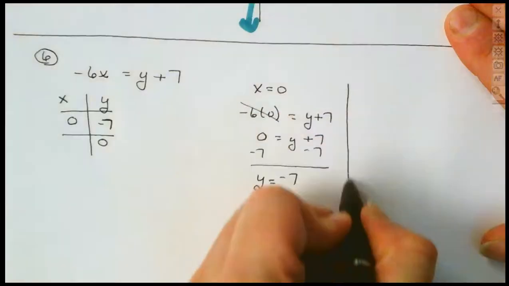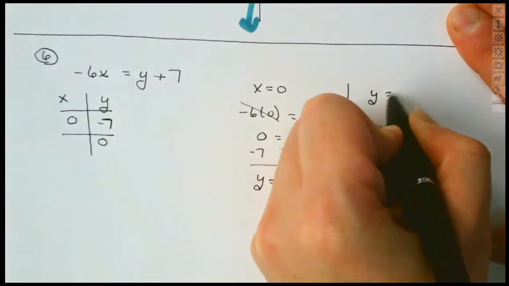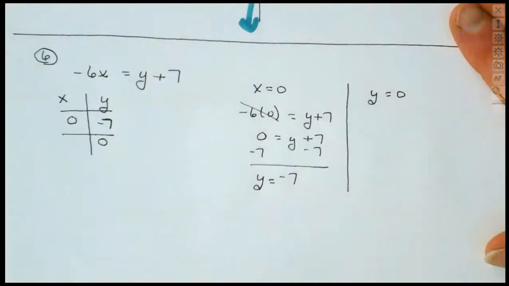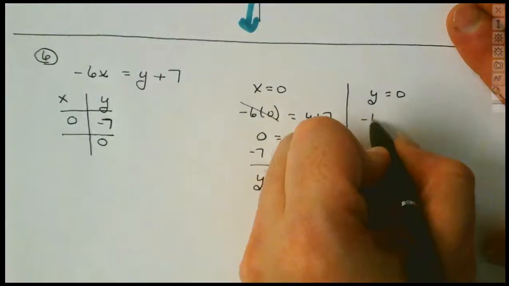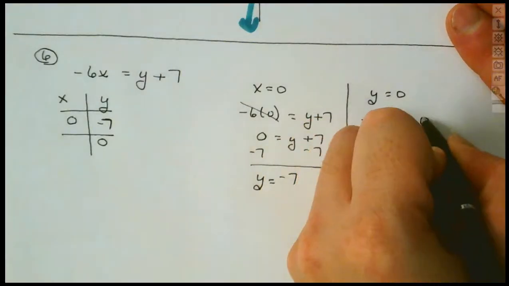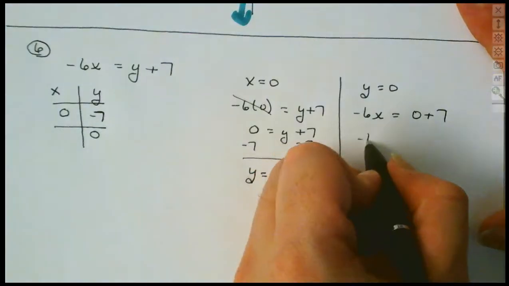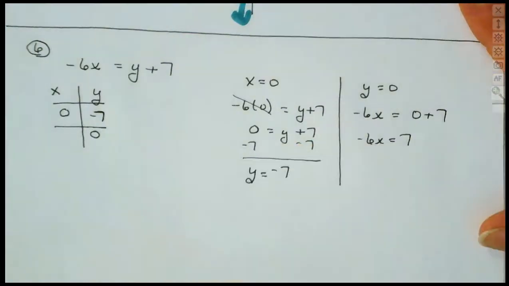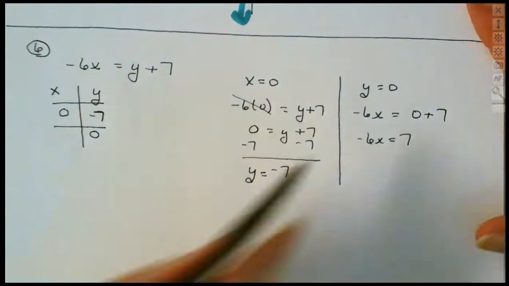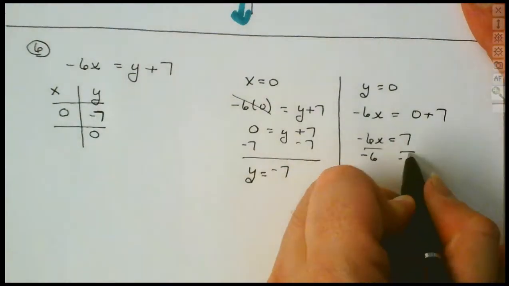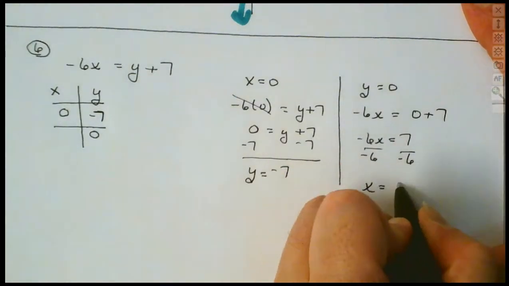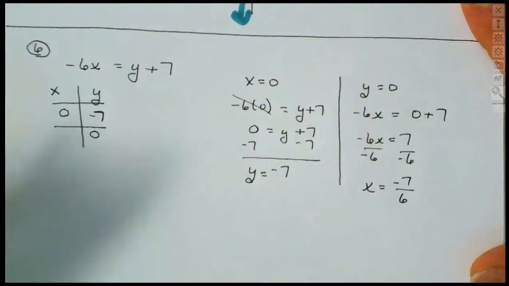Now we're going to plug in the other one. We're going to plug in y equals 0. When I plug in y equals 0, that y component goes away. So I get minus 6x equals 7. And what do we do? Well, we just divide. And that gives us x equals now negative 7/6.